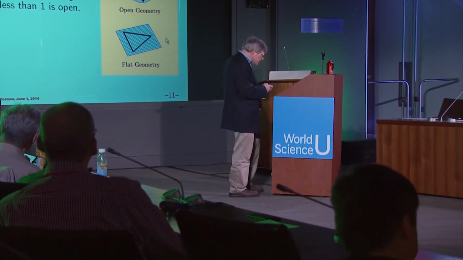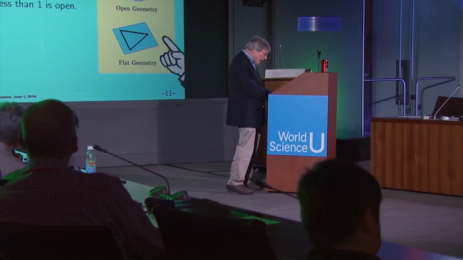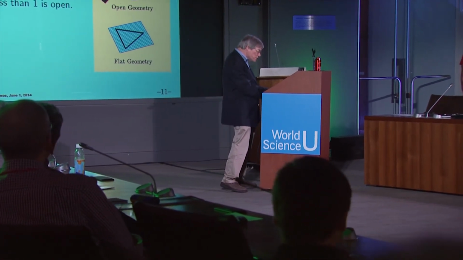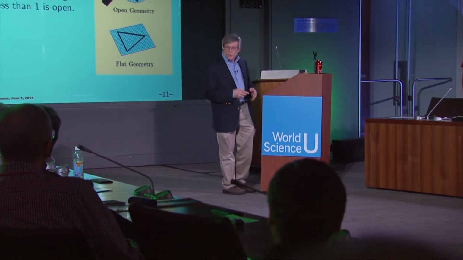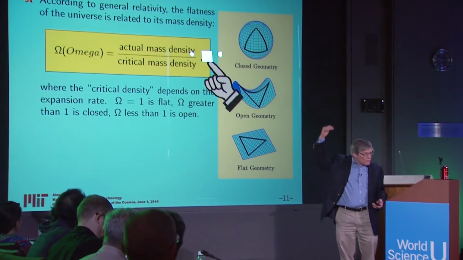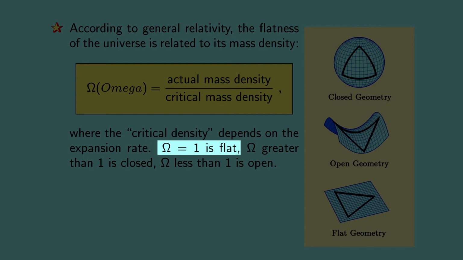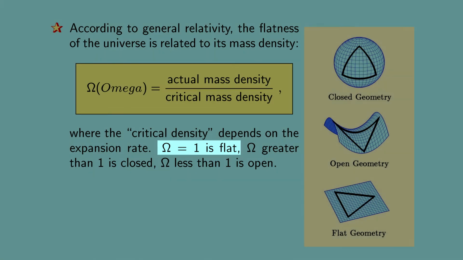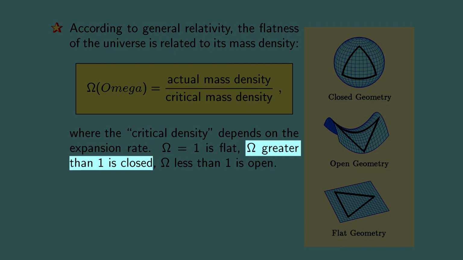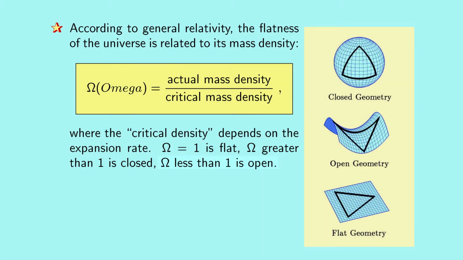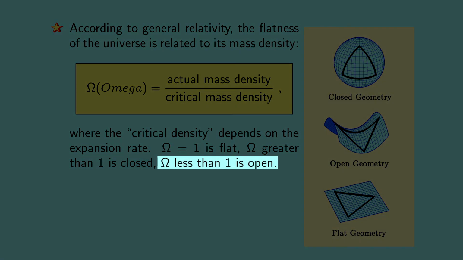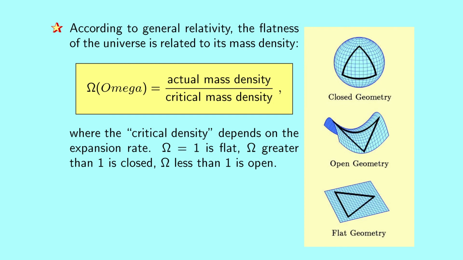And cosmologists tend to talk about the actual mass density in terms of this ratio called omega. Omega is just the ratio of the actual mass density, whatever it's found to be, divided by this critical mass density, a number that you calculate that depends on the expansion rate. And if omega is 1, the geometry is exactly flat. If omega is bigger than 1, the geometry is closed. And if omega is less than 1, the geometry is open.